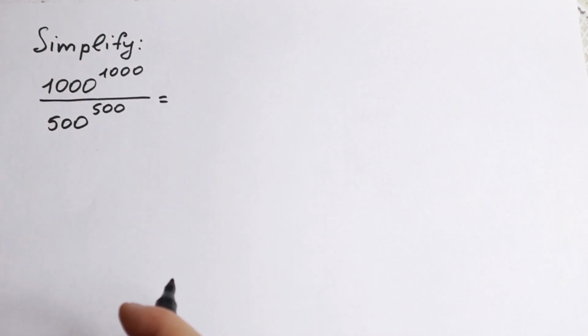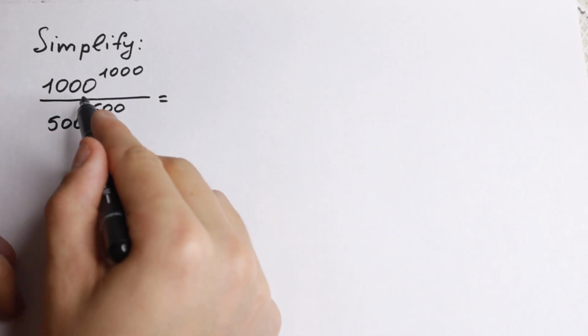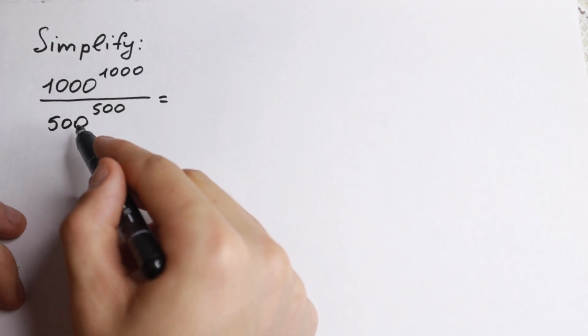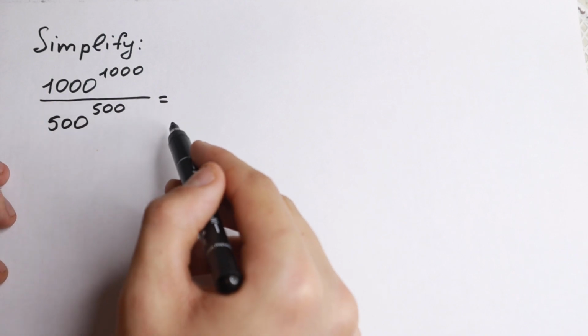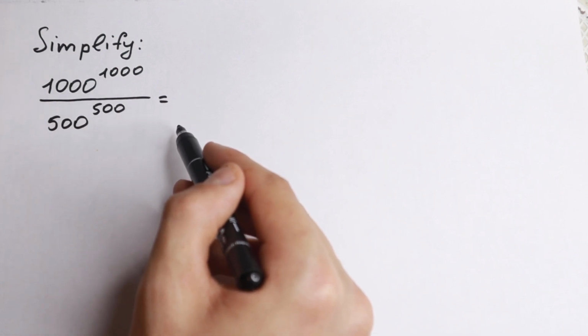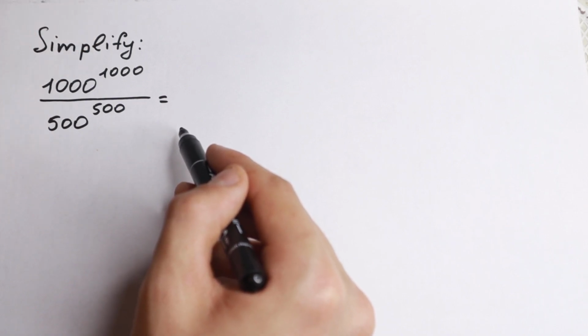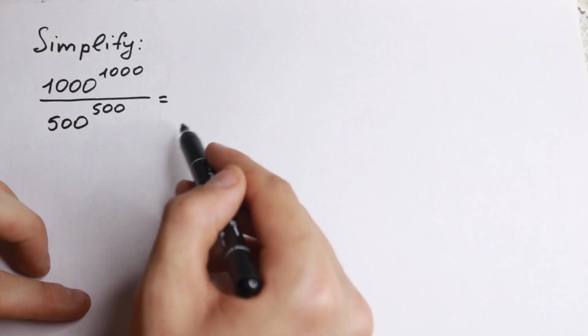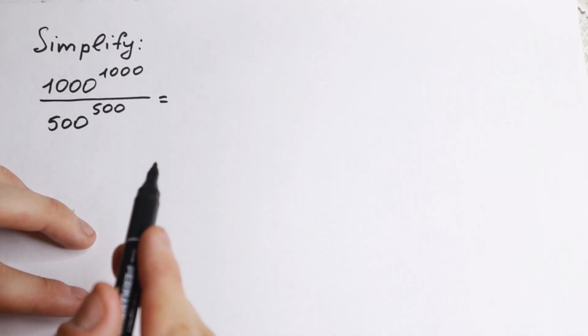Today, a really good and really interesting problem. We have 1000 to the power 1000 over 500 to the power 500. And at first sight this is a difficult problem because we have a giant power. We have 1000 and 500, giant bases of course, and if you calculate it, we will have a really giant number. But I want to show you how we can use math to solve this.